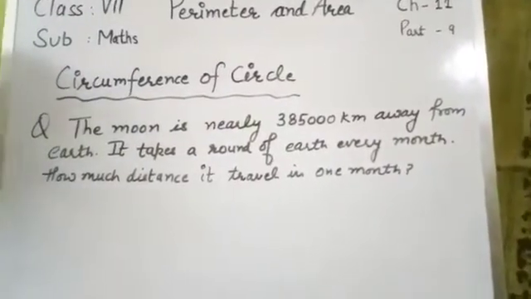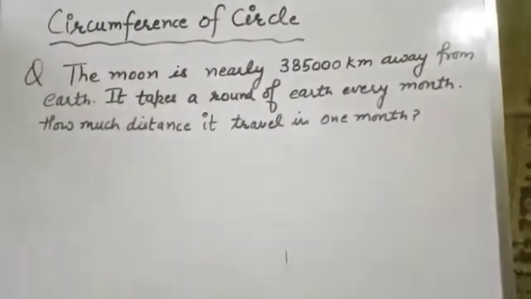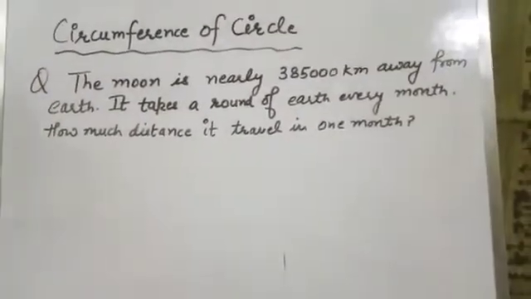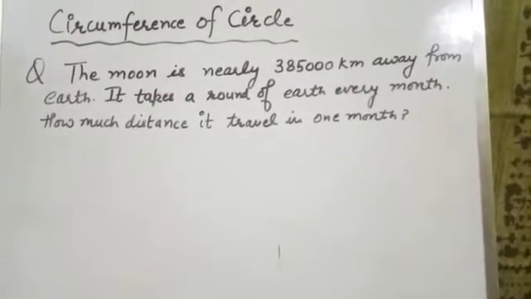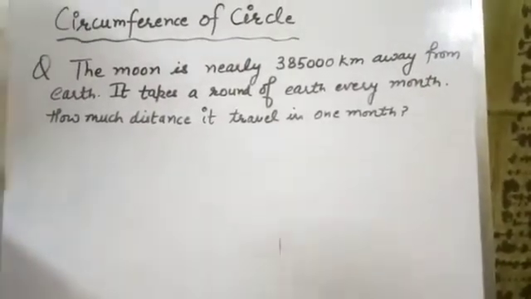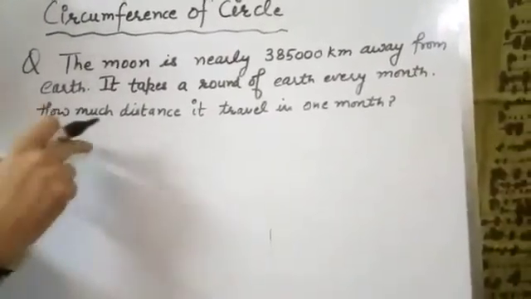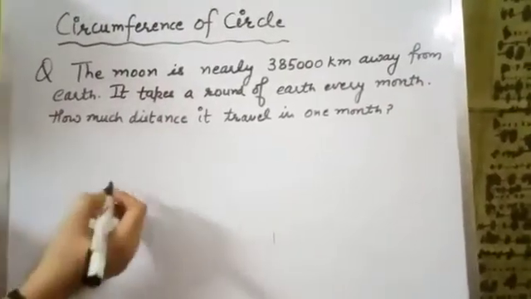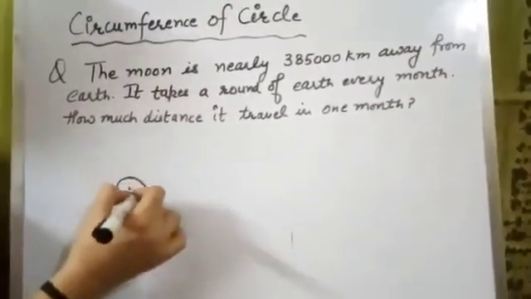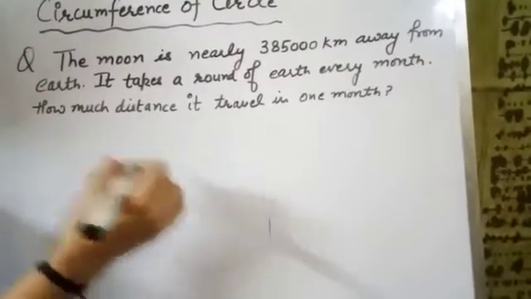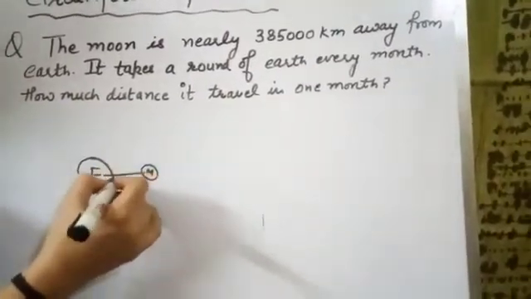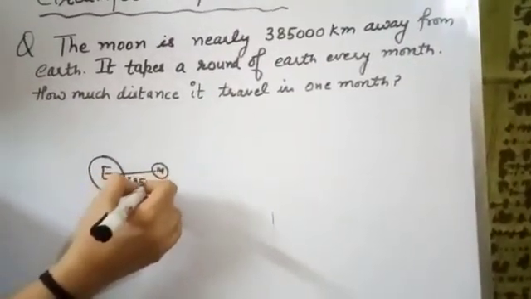Now the next question. The moon is nearly 3,85,000 km away from the earth. The moon takes a round of earth every month. How much distance does it travel in 1 month? This is earth and this is moon. Now this distance is 3,85,000.